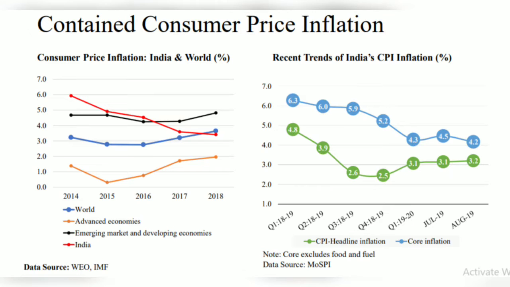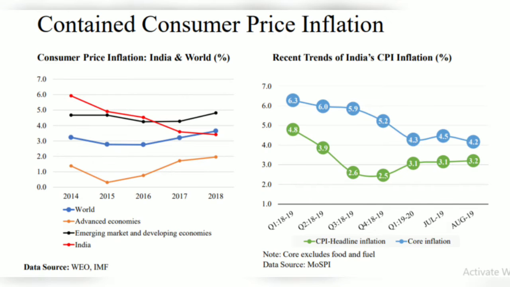So let's see. CPI basically shows the consumer price index in India and in other countries. That first chart shows this, and the second chart shows the recent trend of India's CPI inflation, in August 2019. You can see that it is 3.2%, and the blue one is core inflation. Core inflation means that if you exclude power, energy or commodity items, you will get a proper CPI inflation rate.